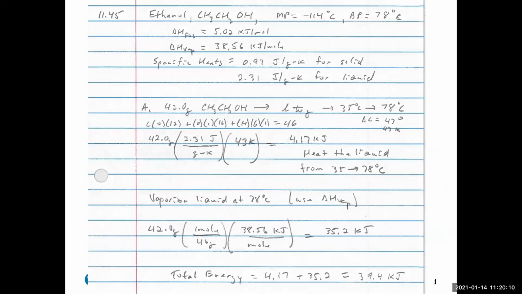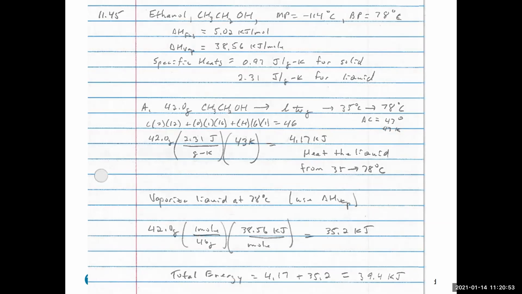But I'm not finished yet because I want to vaporize it, right? So I've gotten up there, and now there's energy involved in taking that liquid and turning it into gas. So we're at 78 degrees. We want to vaporize it, so we use delta H vaporization. We see what that constant is. We go back up here and look. Delta H vaporization was the 38.56 kilojoules per mole value.